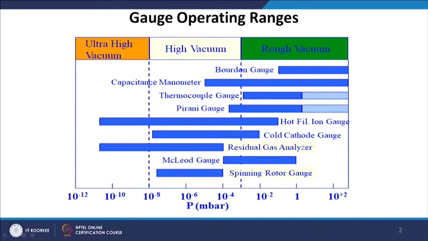Today, although we will touch upon different kinds of gauges, in detail we will discuss two gauges. One is the Penning gauge, another is the Pirani gauge. First we start with one of the oldest gauges, called the Bourdon gauge.